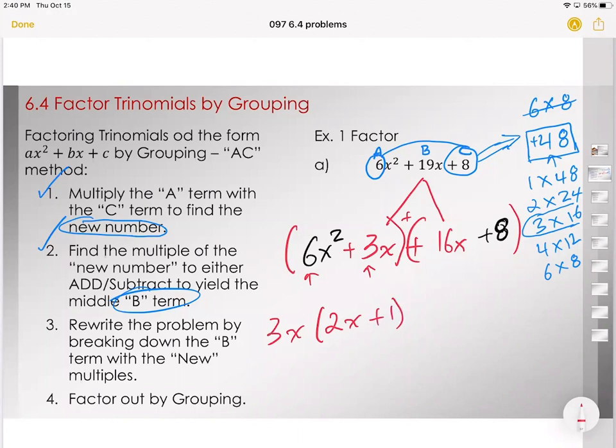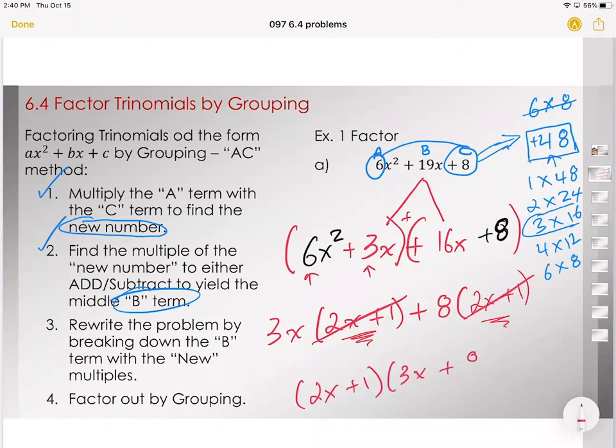And in the second group, what can I factor out? Because I include a positive, I factor out a positive, and I can take out an 8, because 8 going into 16 is 2 times, and 8 going into 8 is 1 time. And hopefully you guys see that the item in your parentheses is the same. And if they are the same, you bring it to the outside, which is 2x plus 1. And what is the leftover? If I took this thing out, do you agree that the leftover is 3x plus 8? And this, ladies and gentlemen, is your answer.